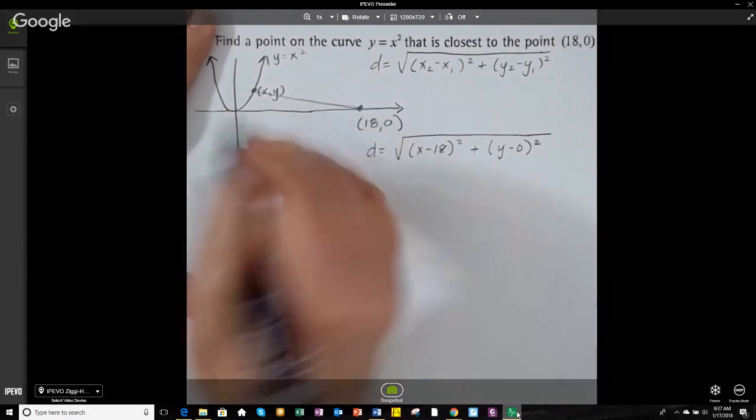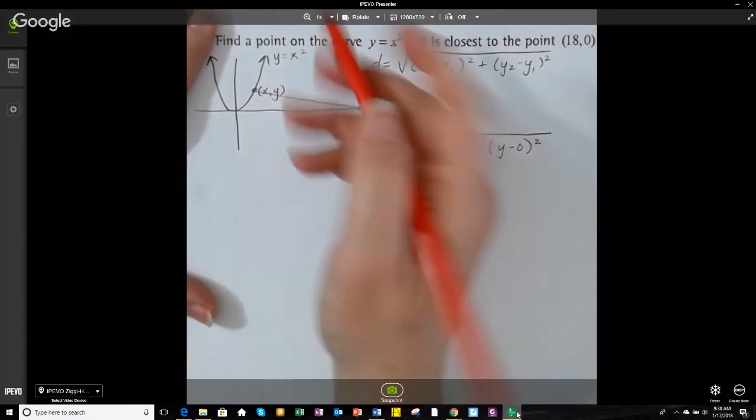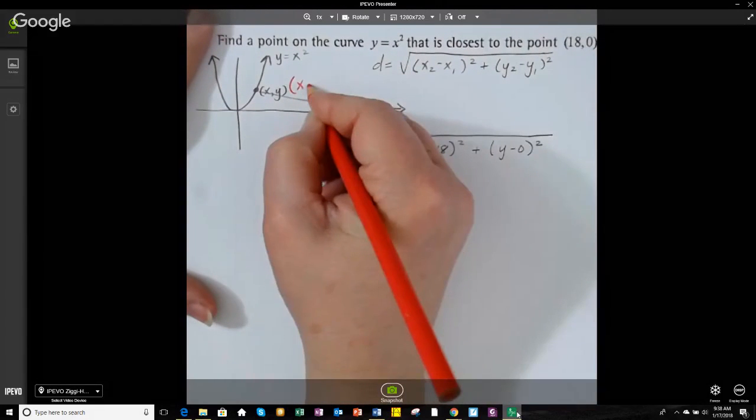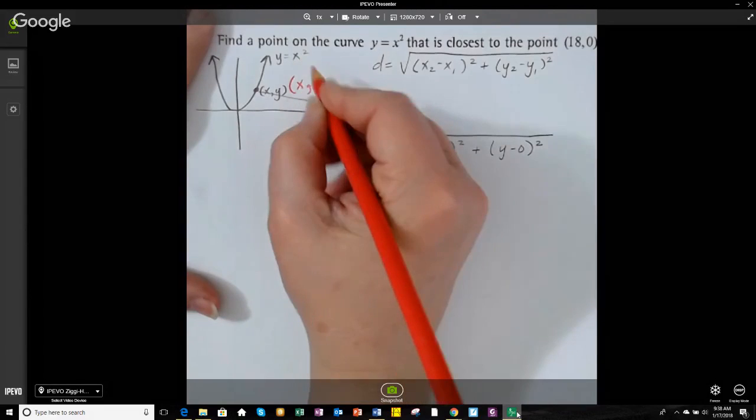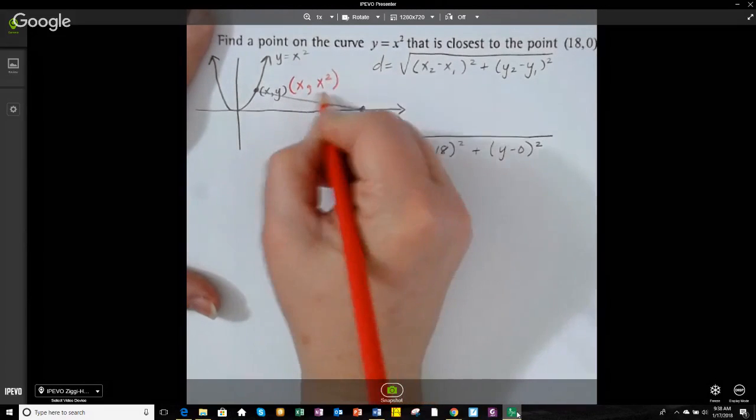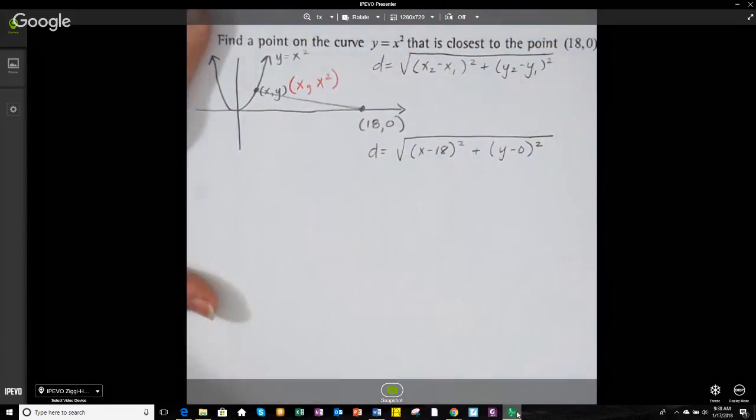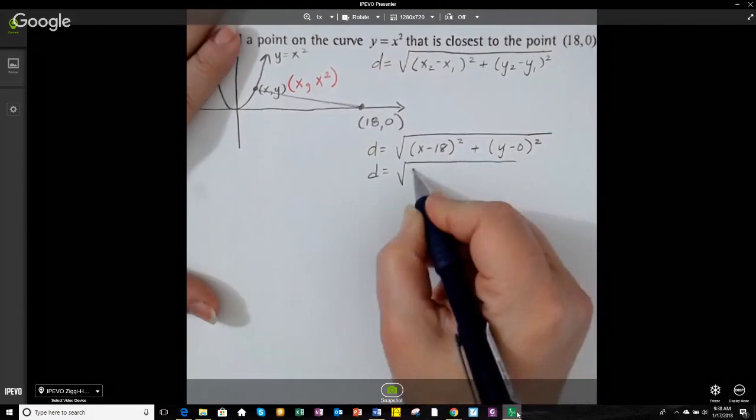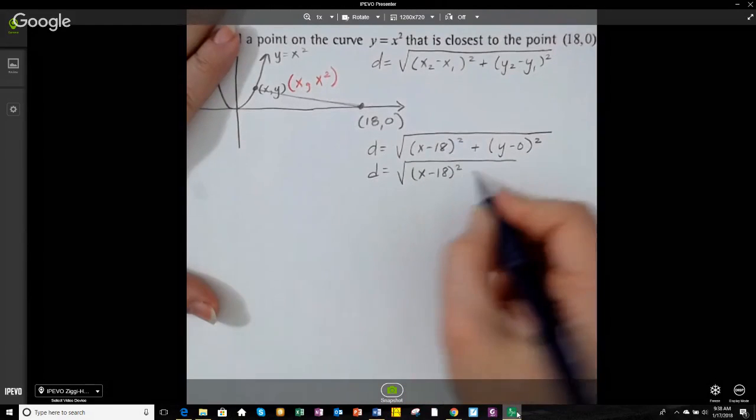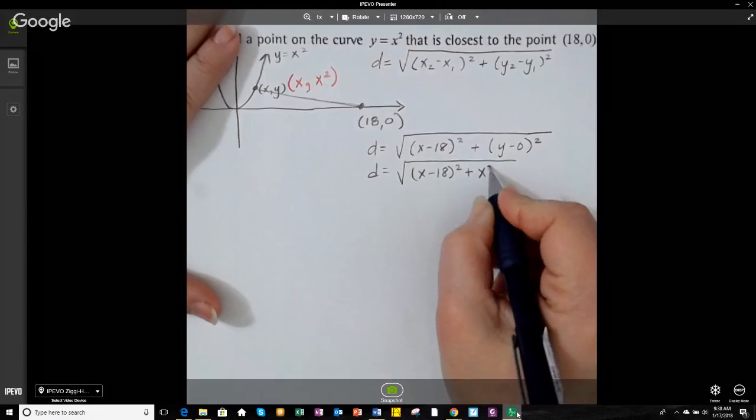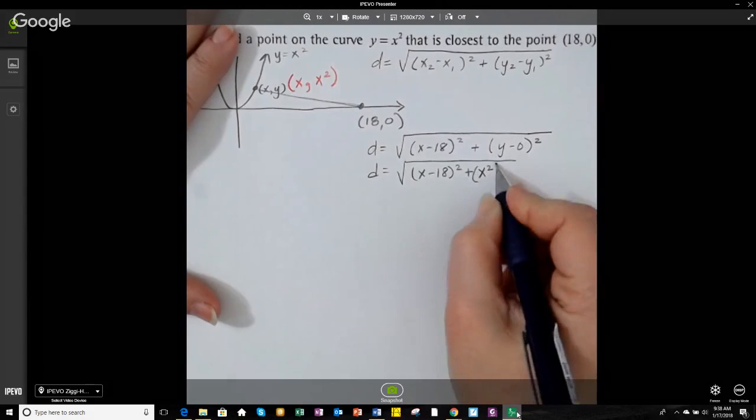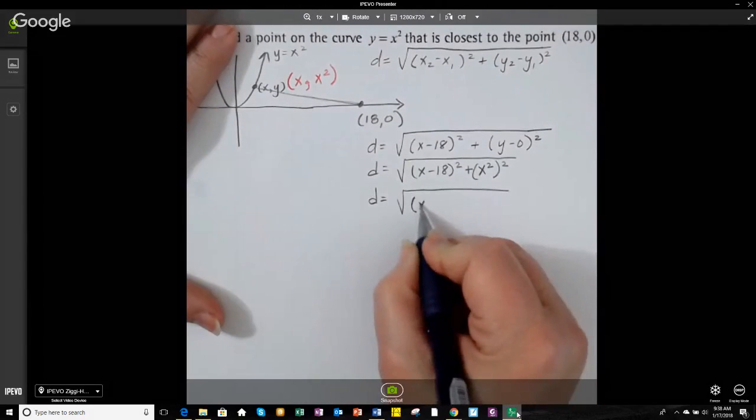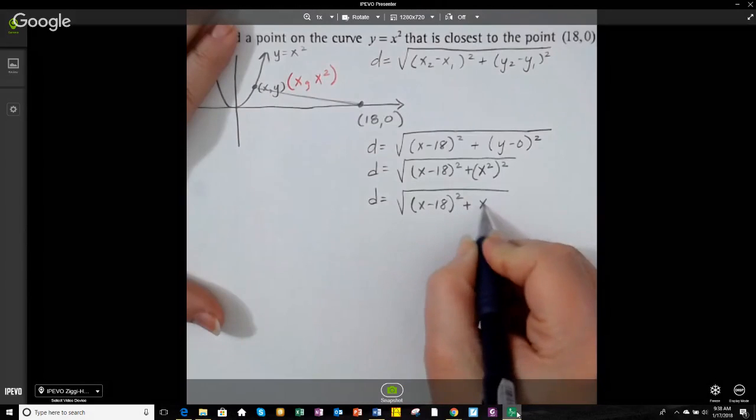Well, guess what? This point, x y, could be rewritten as x comma something else. Well, what does y equal? Well, y happens to be x squared, so I could put x squared here. So I can say this point then is really x comma x squared. And I could rewrite this expression as d equals the square root of x minus 18 quantity squared plus x squared minus 0, which is just x squared, squared. And I could simplify that and say the square root of x minus 18 quantity squared plus x to the 4th.